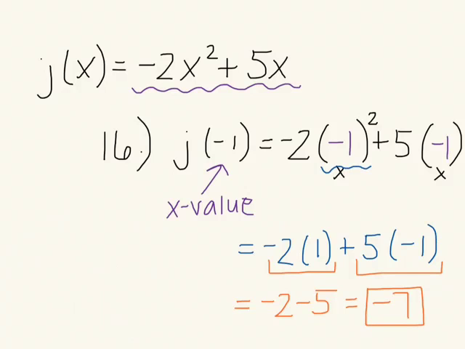And just to remind you what that means, we have j of -1 equals -7. That means when x is -1, y is -7.